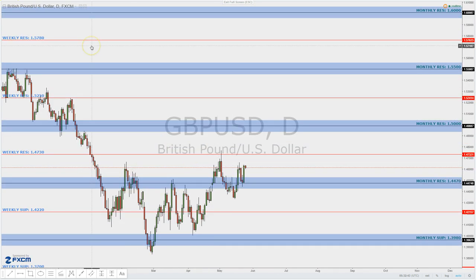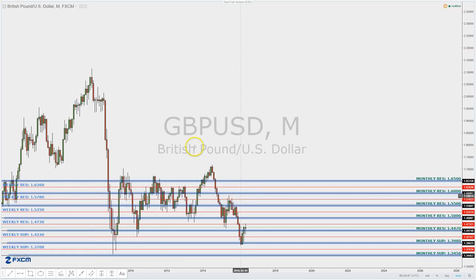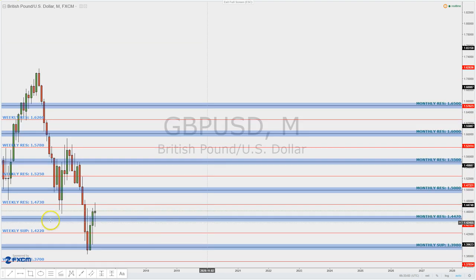Let me go back on the monthly so you guys can see the zones are drawn in correctly. So as you can see here, price got rejected right here off the monthly. So as you can see how price really does react to these levels, real nice. So we can expect them to react in the future. It's just very simple.